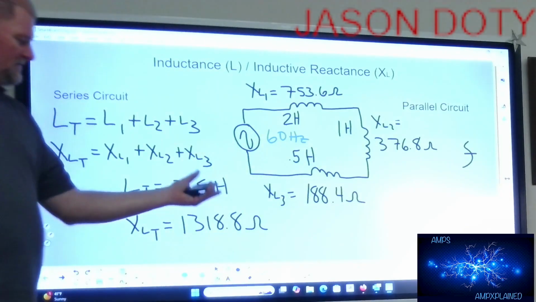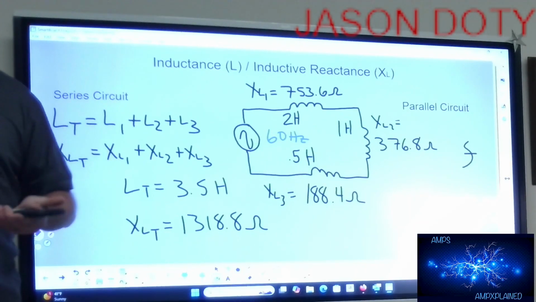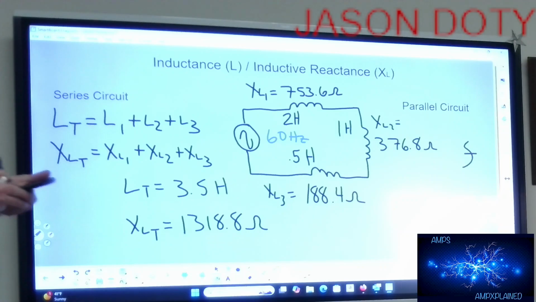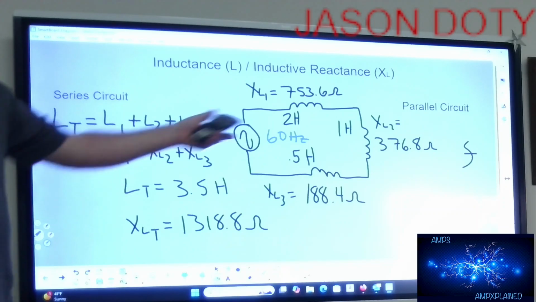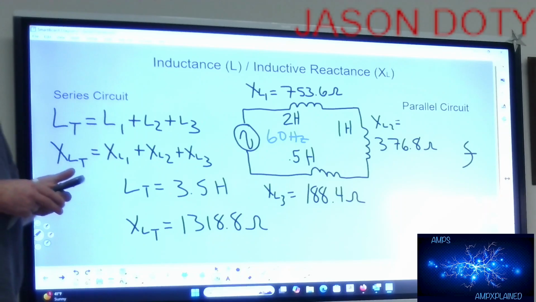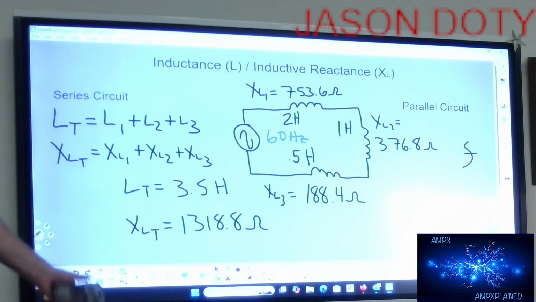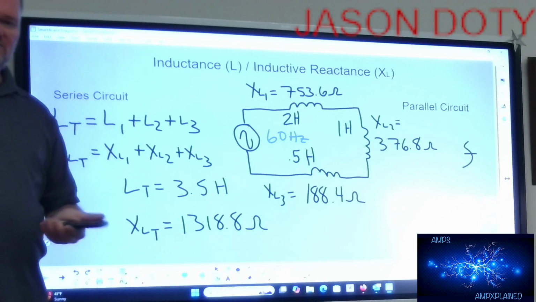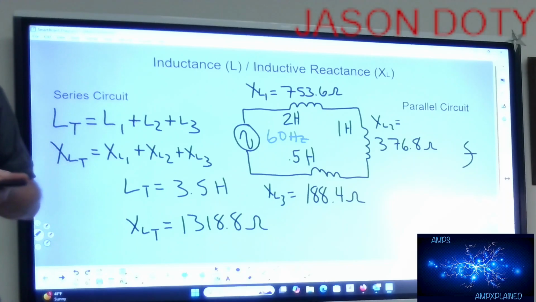I can double check my total versus my inductive reactance total. I can take our inductive reactance formula, 2 times 3.14 times 60, which we just calculated, times 3.5, and look at that, 1,318.8.